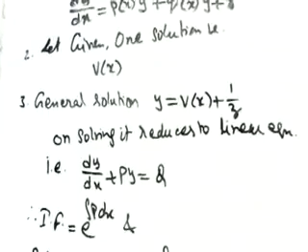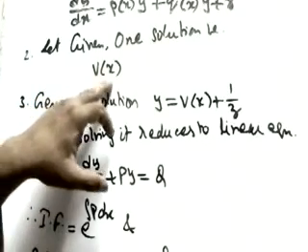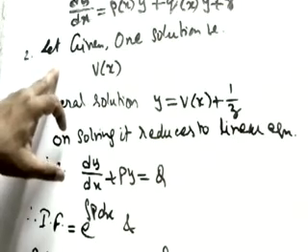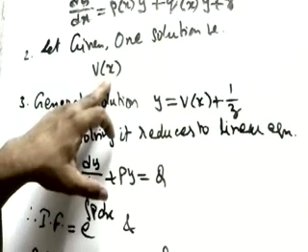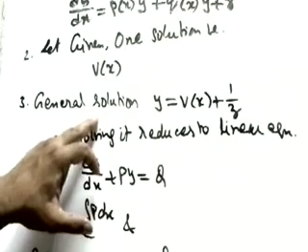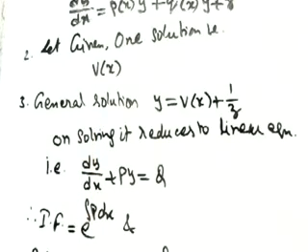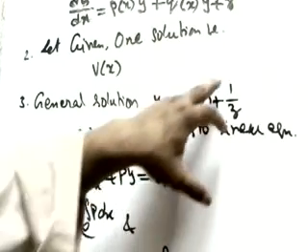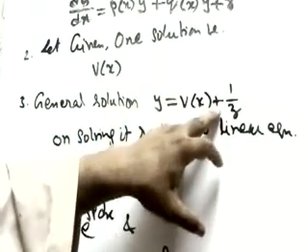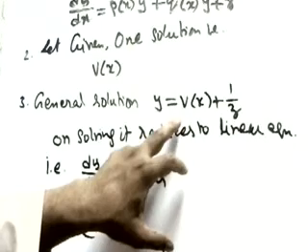For this, one solution will already be given in the question. That one solution we suppose as v(x). Now the general solution for this, the third step, will be y = v(x) + 1/z.